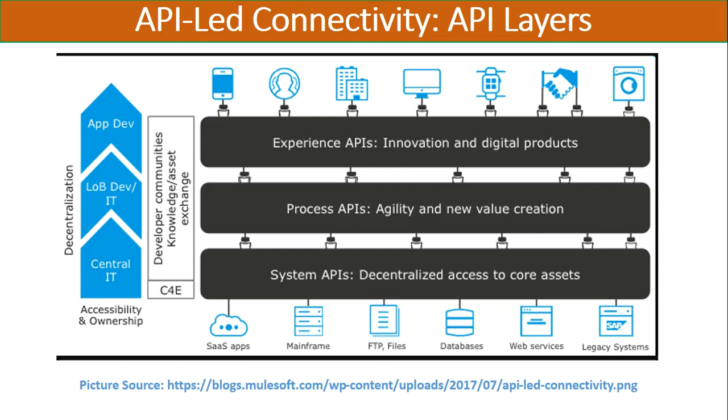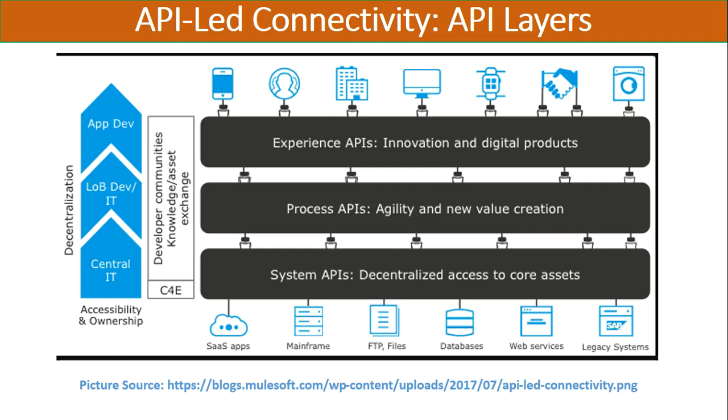Here you can see we have SaaS applications, mainframe, FTP and file-based systems, databases, web services, and legacy systems. So any interaction with these end systems is done by the system APIs. So it is transparent for the other API layers. The process API doesn't care what exactly is at the back end. It just calls the system API. Then it becomes the responsibility of the system API to know exactly how to integrate and communicate with a specific backend system, and then it provides the data to the process API.